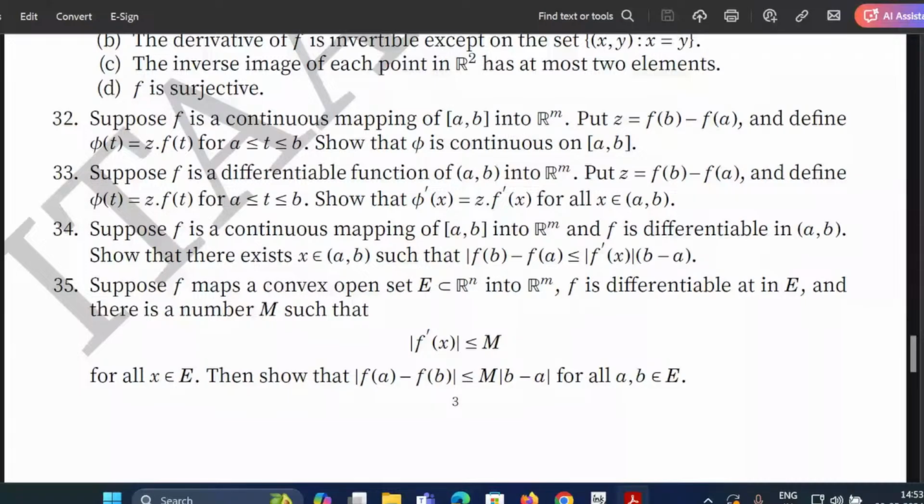Now, how to do it? So we have a convex function. The idea is that suppose f maps a convex set E of Rn, f is differentiable on E, and there is a number M such that the derivative is bounded, for all x. Then for whatever a, b we choose, mod of f of a minus f of b is less than or equal to M times mod of b minus a. So now we need to get a function from the interval to Rn. So what we'll do is define a new function. Question number 35, correct.